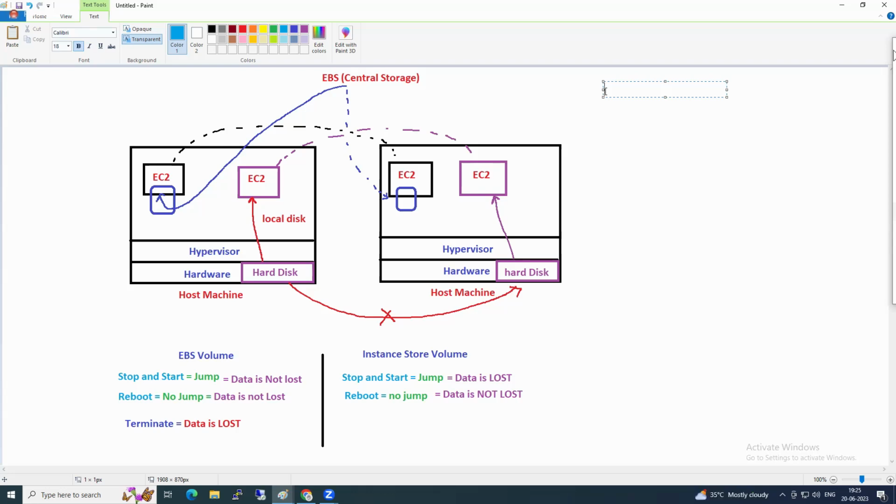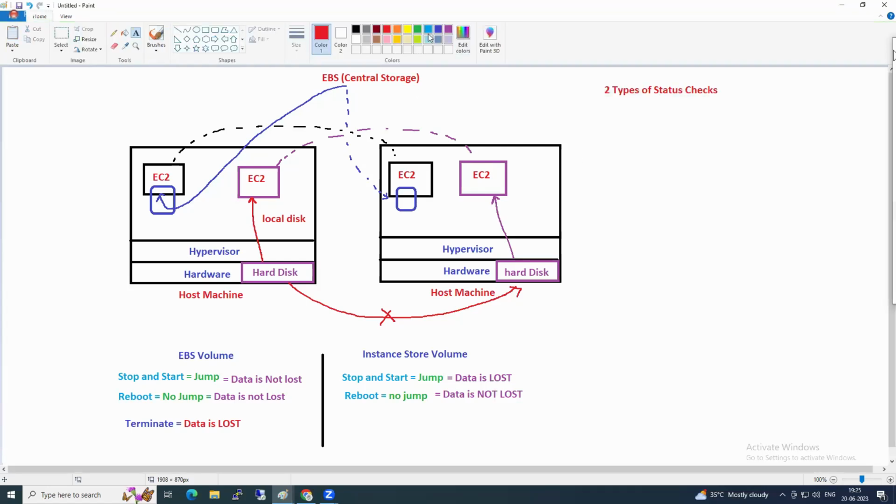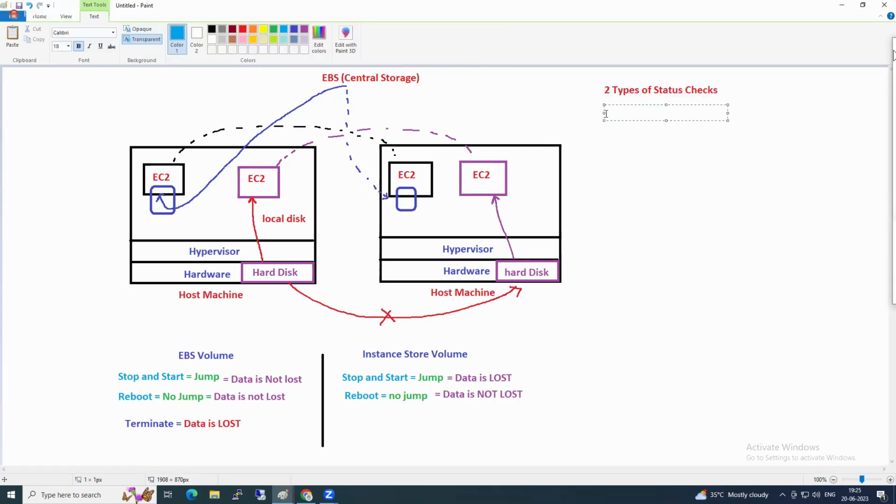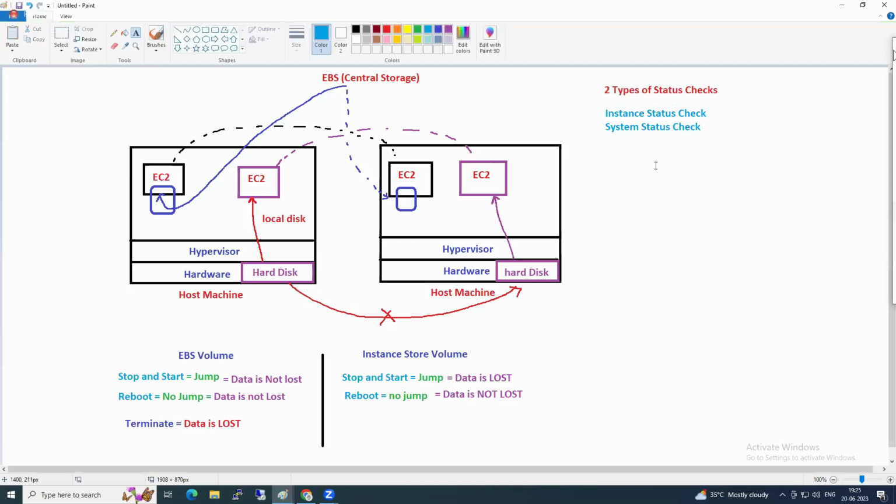So here we have something called status checks. There are two types of status checks. One is the instance status check, and the second one is the system status check. Certification question: what are those two status checks we have? Instance status check and system status check.